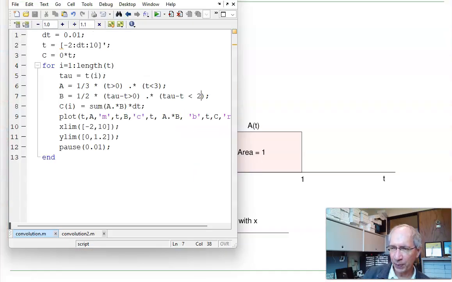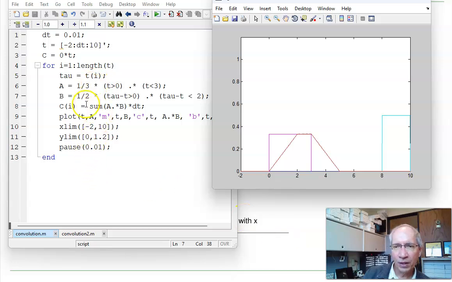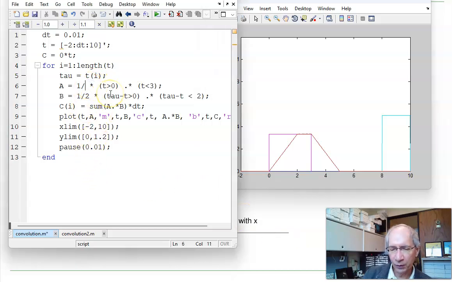I'm going to use MATLAB to try to simulate convolution. So A is a uniform distribution between 0 and 1. B is the uniform distribution between 0 and 1. This is A of t. This is B of t minus tau. C is the product of the two, and let's sweep them as time goes on.